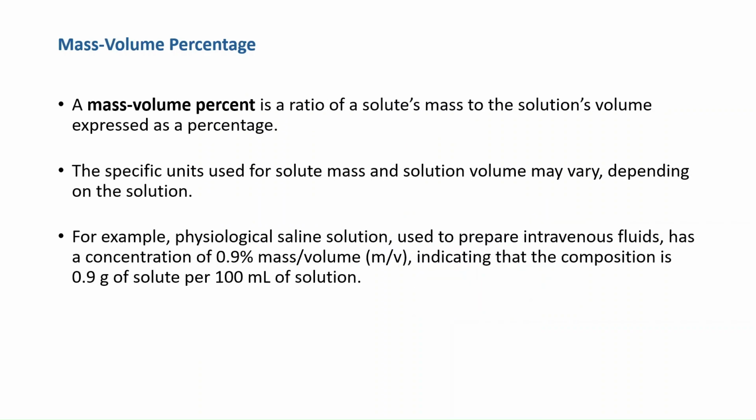Sometimes when you're dissolving a solid in a liquid, you use mass volume, because it's more convenient. You're likely to measure the volume of the liquid, but it's easier to measure the mass. So, like for instance, saline is 0.9%. That means that you have 0.9 grams of sodium chloride in 100 milliliters of solution. It's mass per volume, but it's still percentage.